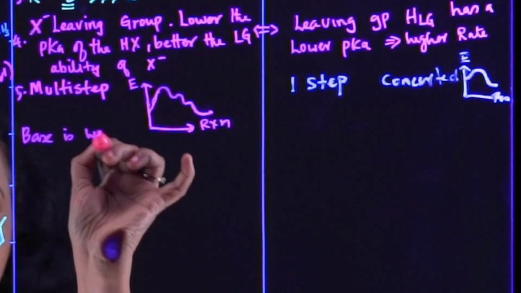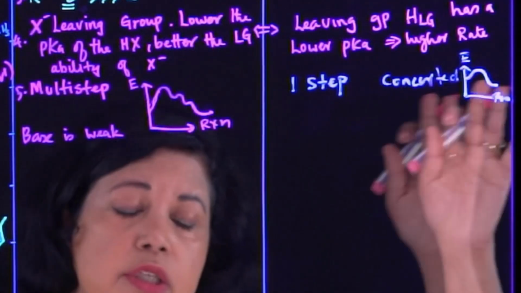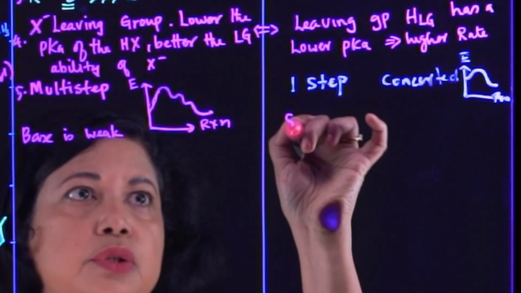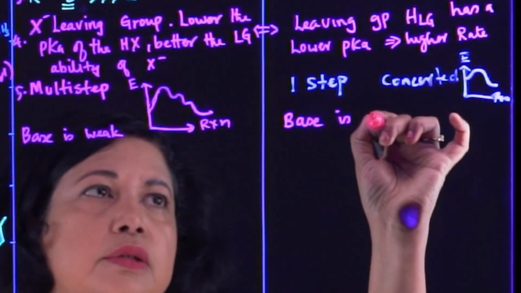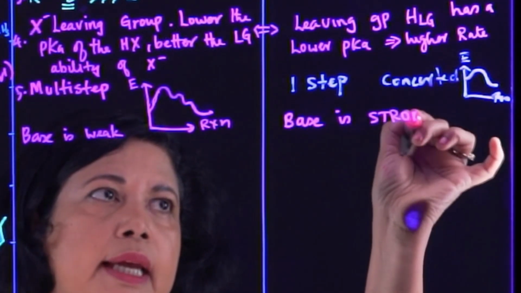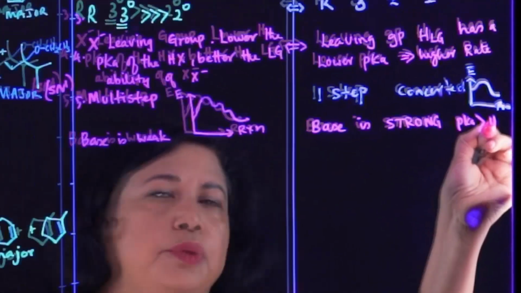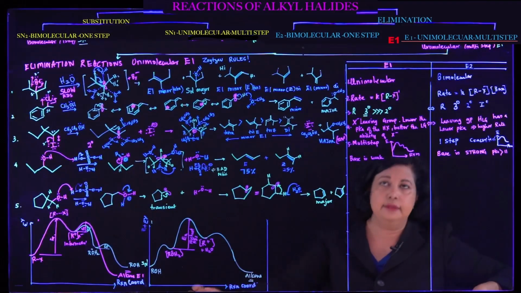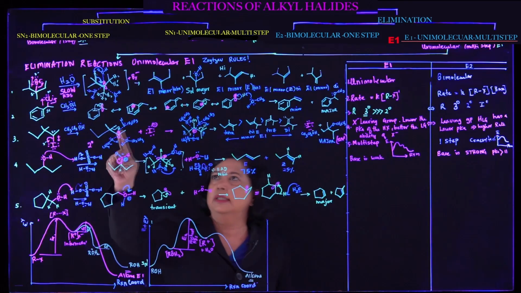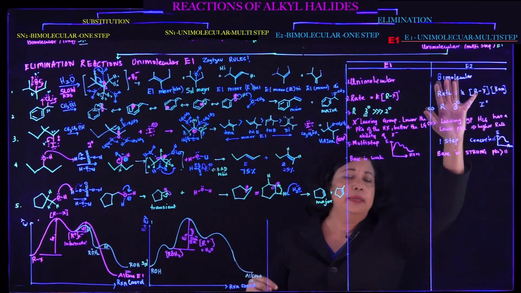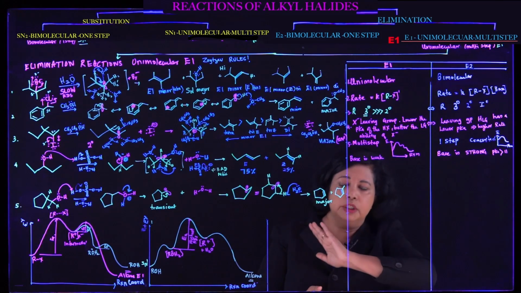If the base is strong, even if it's tertiary, primary, or secondary, it's going to do E2. Base is strong: pKa above 11, usually above 15. Over here, because you have a carbocation, if it's not really stable, then you can rearrange. Here it's all happening at the same time. There's no carbocation hopping around. It's just one shot, done.